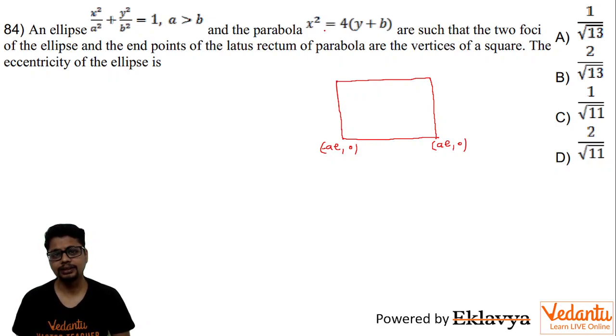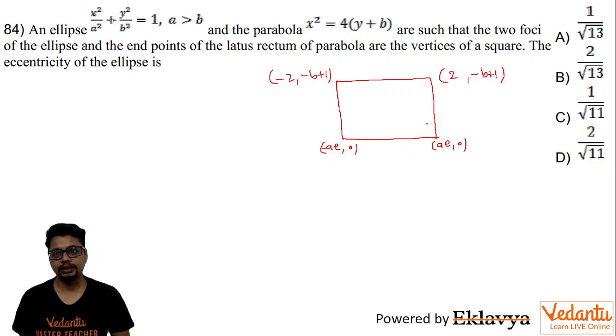Here the vertex of the parabola would be 0 comma minus b. The latus rectum length is 4 and it is a concave up parabola. So from 0 comma minus b you would move 1 unit up, so minus b plus 1 would be the y coordinate of the endpoints of the latus rectum. And what about the x coordinate? It will be 2 and minus 2, since 4a is 4.